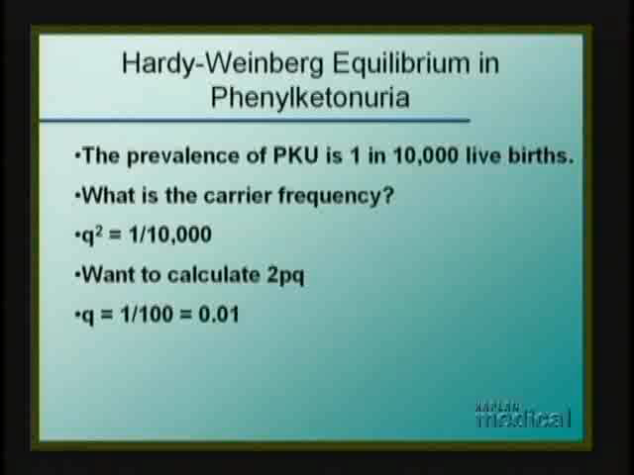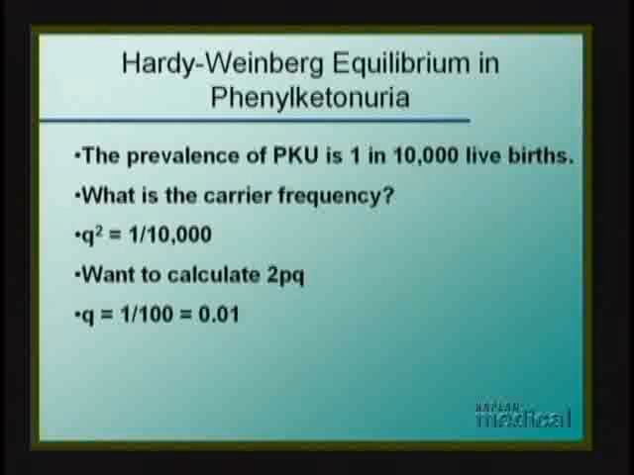We need to figure out what 2pq is. And one way of doing that would be simply to determine P by subtracting Q from 1. That is, by subtracting Q, 0.01, from 1, we could determine that the value for P is 0.99, and then we could calculate 2pq by multiplying together 2 times 0.99 times 0.01 to get our answer.